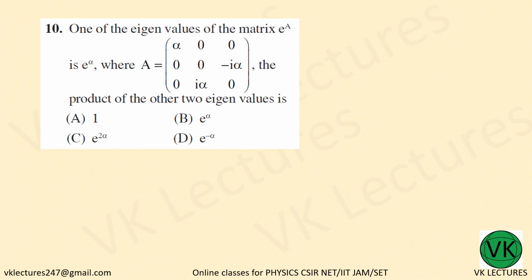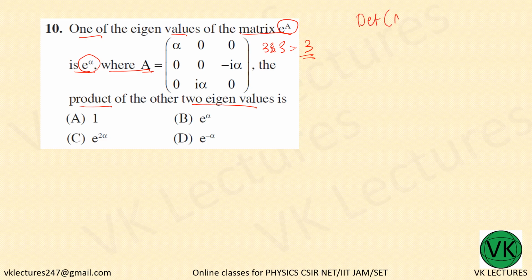One of the eigenvalues of this matrix e to the power A is given as e to the power alpha, where A is this given 3 by 3 matrix. Since it is a 3 by 3 matrix, there are 3 eigenvalues, okay, that we'll find out. So one of them is given as e to the power alpha. The question is the product of the other 2 eigenvalues. Now let us take this matrix A. So what is the determinant of this A?